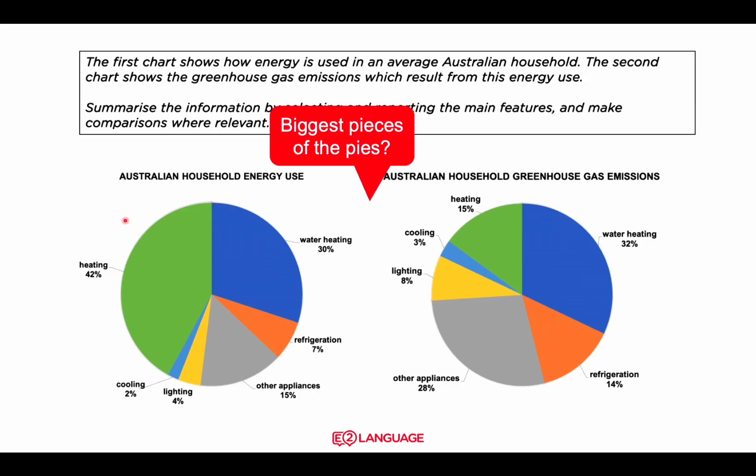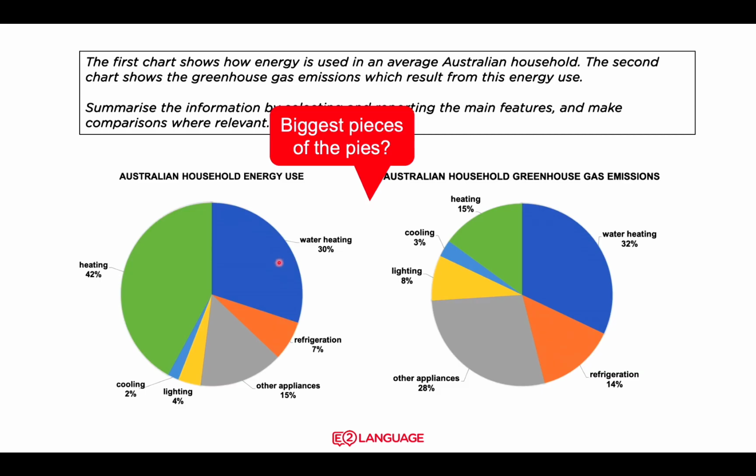Then we want to look at the biggest pieces of the pies. In other words, what are the key features in the first pie and the second pie? So we can see here very clearly this big green portion, which is heating. So we can see that almost 50% of energy in Australian households went towards heating. And another big chunk over here went towards water heating.